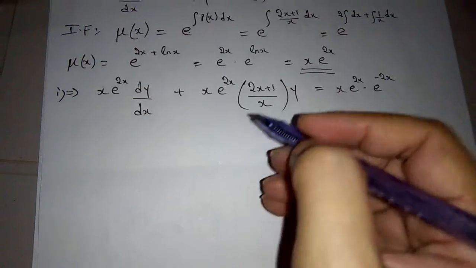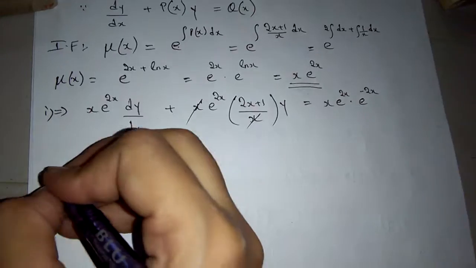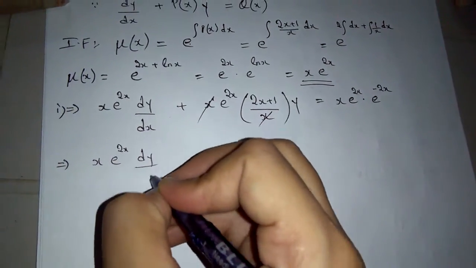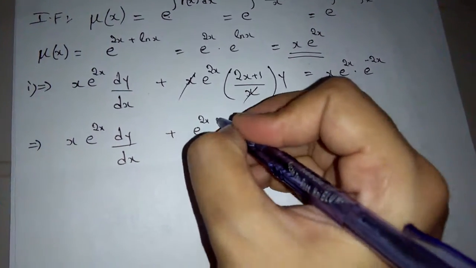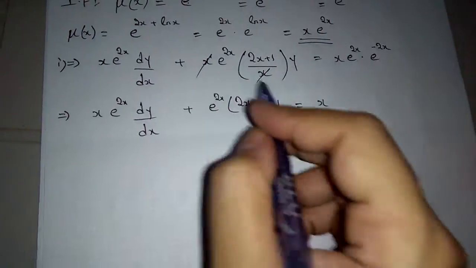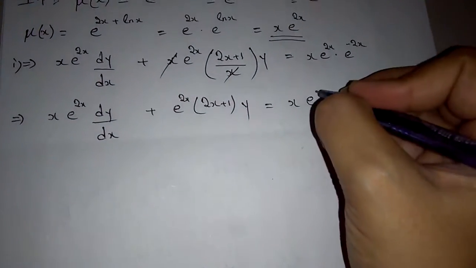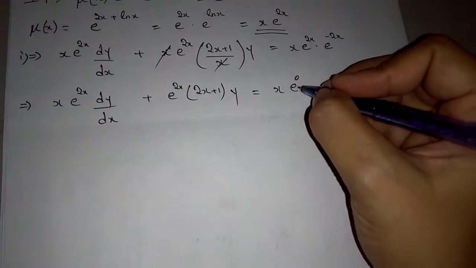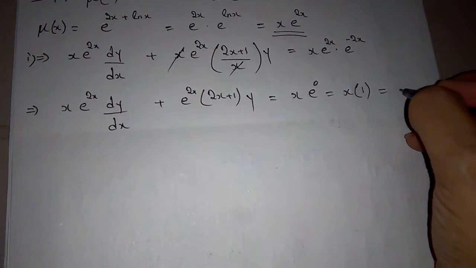That's it. Now you can see I can cancel my x with this x. What is left is this thing at the left side, and over here once you just add up these two powers, you're getting power 0. So just x is going to be left, because any base raised to the power 0 gives you nothing but 1. That's why we're having simply 1 here, so it is giving me simply x.